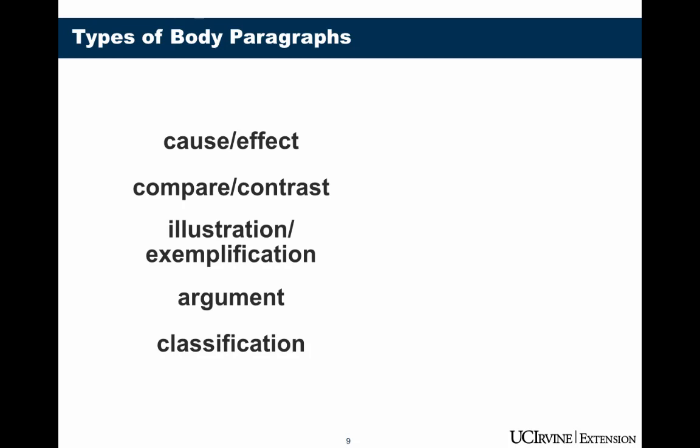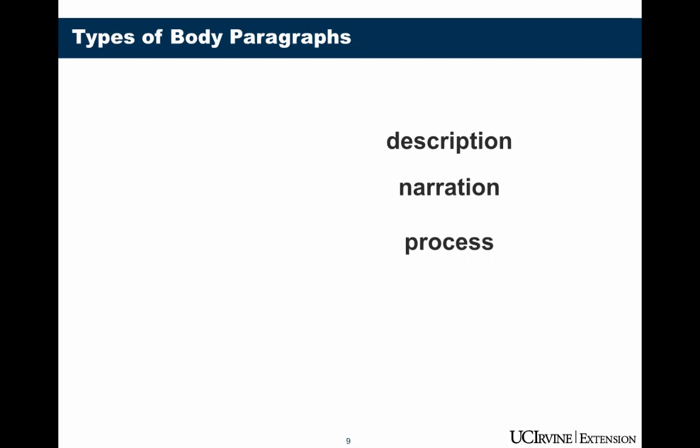It's just a difference of whether your support is causes, or if your support is comparisons, or if your support is examples, like you would use in illustration. So the supports are different, but the structure for those 5 types are all the same. On the right side here, we have 3 other types of body paragraphs: description, narration, and process. They don't follow the exact same pattern. They're a little bit different.